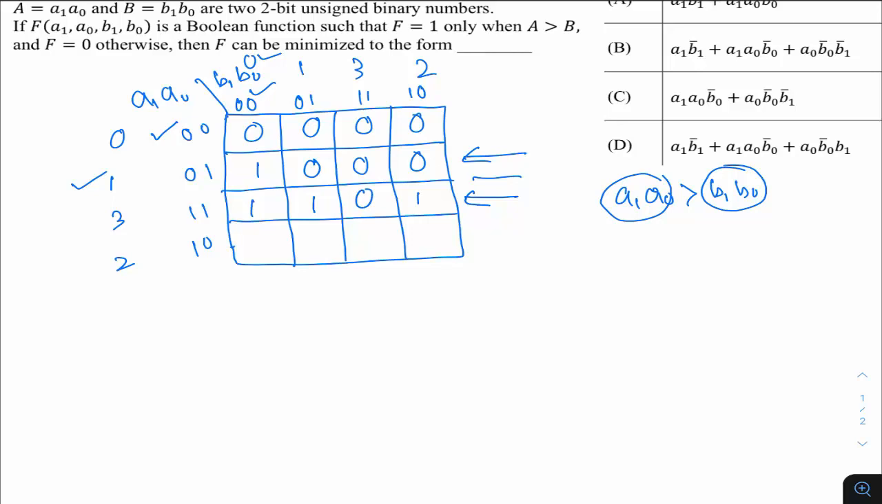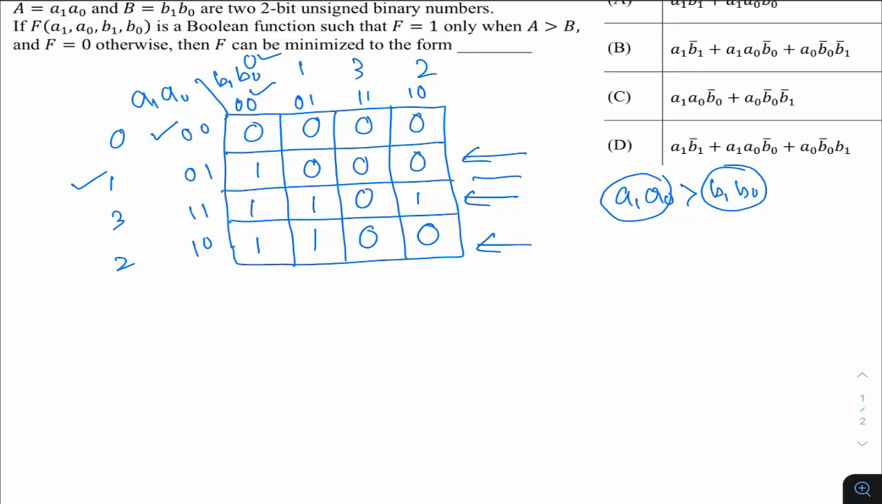Similarly, in the last row, A value is 2, and in the first box, 2 is greater than 0, you get 1. 2 is greater than 1, you get 1. 2 is less than 3, you get 0. 2 equals 2, you get 0. So this is the corresponding K-map.